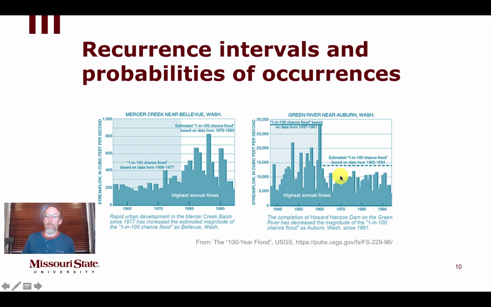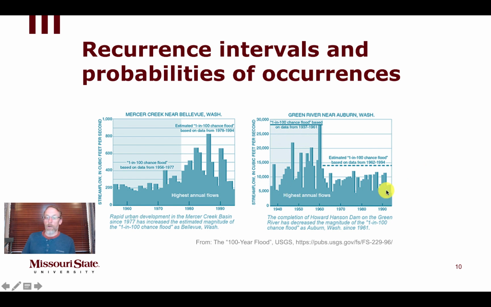After 1960, we see that there's a big change in the hydrographic response. Now, maybe in the Green River watershed, it just didn't rain as hard after 1960 as it did before 1960. That's possible, but that's not actually what happened here. The Howard Hansen Dam was completed on this river in about 1961, and as a result, that dam is now controlling floods. So when you get a lot of rain and a lot of runoff, the dam holds back that water and then slowly releases it.